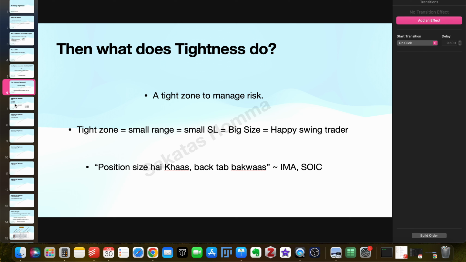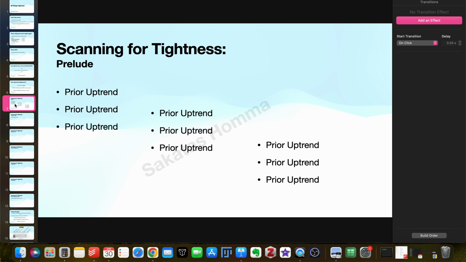Small SL means big size. Big size means happy swing trader. And that allows you to have a bigger position size. Before scanning for tightness, make sure you are not just looking for tightness. You are also looking for prior trend, prior uptrend, and relative strength.